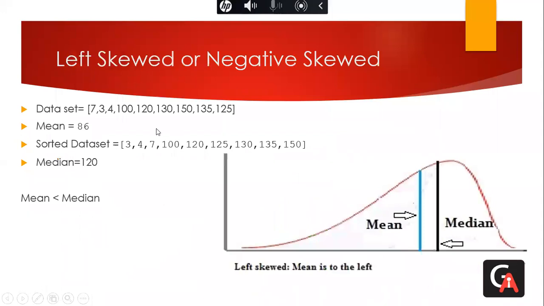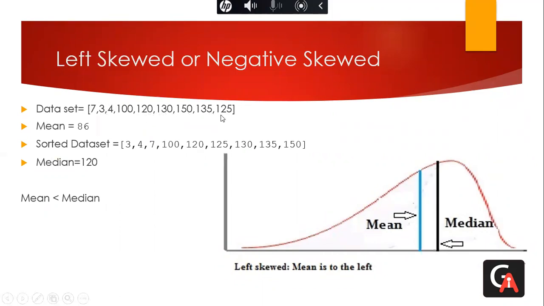Okay, so let's talk about the left skewed. Let's first observe this data set: 7, 3, 4, 100, 120, 130, 150, 135, 125. Most of the values are between 100 to 150. There are only 3 values which are single digit. In this case the outliers are 7, 3, 4 because they are not following the trend. They are too far away from all the other data points.